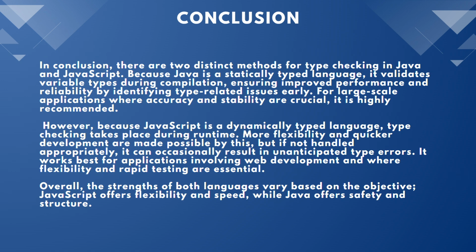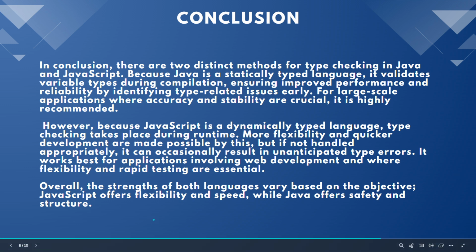So in conclusion, there are two distinct methods for type checking in Java and JavaScript. Because Java is a statically typed language, it validates variable types during compilation, ensuring improved performance and reliability by identifying type-related issues early. For large-scale applications where accuracy and stability are crucial, it is highly recommended.